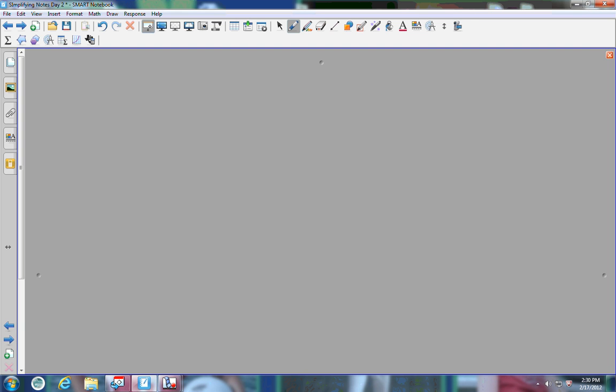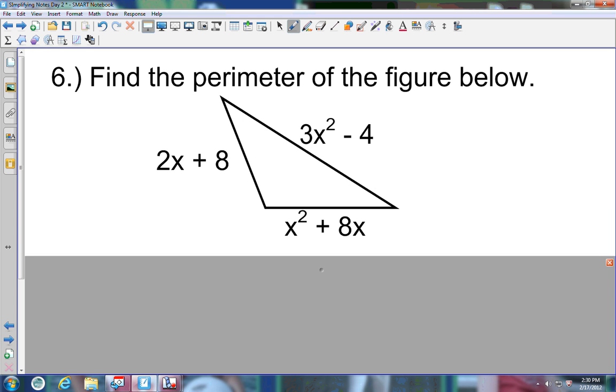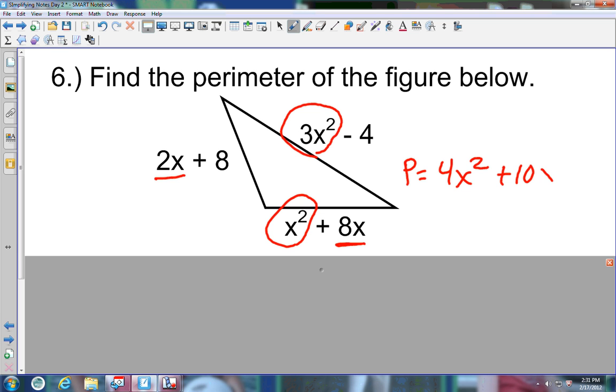The next one, find the perimeter of the figure below. Well, same thing. Perimeter means to add up all the sides. I'm going to circle my x squareds. So my perimeter, 4x squared, my x's, plus 10x, and my units is 8 minus 4, which is plus 4.